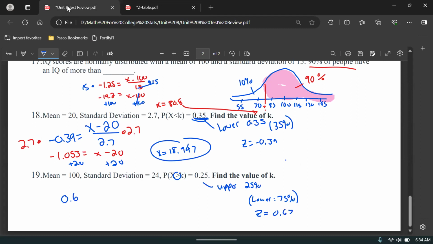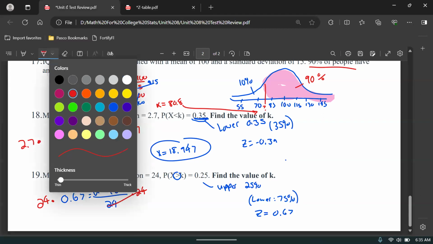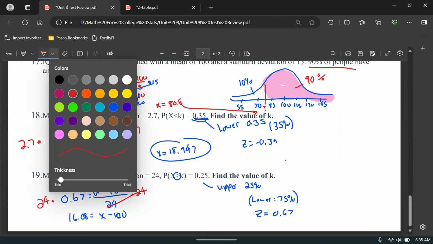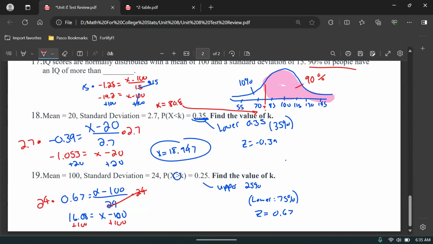0.67. Okay, so we have 0.67 equals x, we don't know, minus the mean, 100, divided by standard deviation, 24. So again, final question, just an algebra problem. So we're going to start by multiplying 24 times 0.67, which is 16.08, equals x minus 100. And then, of course, we just have to add the 100. So that means that we'll have x equal to 116.08, sorry.